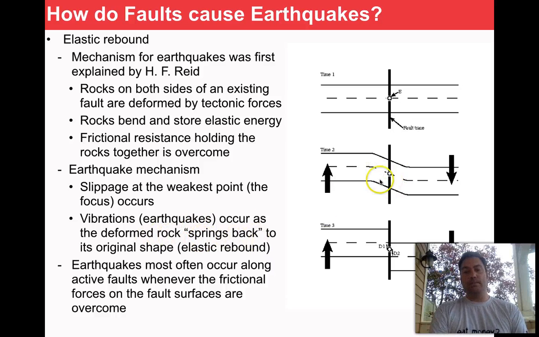So it's the springing back from this stage to this stage that brings about that earthquake. Remember, this can occur very fast, in about a minute, or even a few seconds in some cases. Back to its original shape. Earthquakes most often occur along active faults whenever the frictional forces on the fault surfaces are overcome. So if there's friction on the fault, you'll get earthquakes.